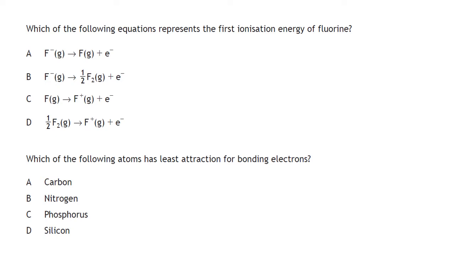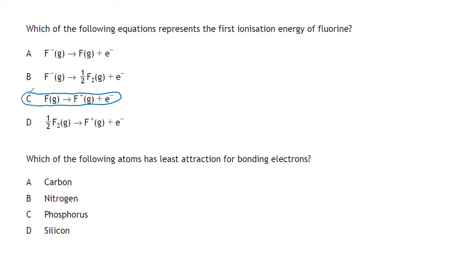Well, first question says, which represents the first ionization energy of fluorine? So ionization energy is the energy needed to remove 1 mole of electrons from 1 mole of atoms in the gaseous state. So we need to check, do we have 1 mole of electrons in each one? We do. Then, do we have everything in the gaseous state? We do. So then what we need to think about is 1 mole of atoms. This one here is the only one where we've got 1 mole of atoms. Remember, atoms do not have a charge. So C is the answer.